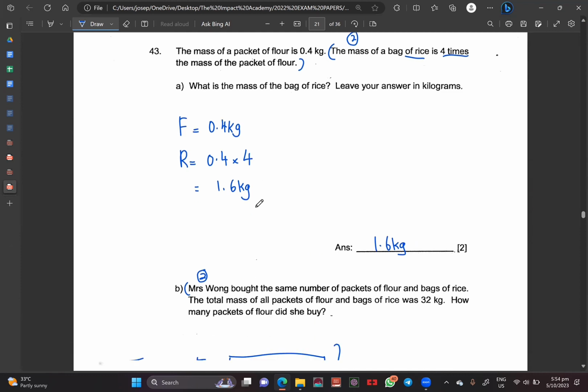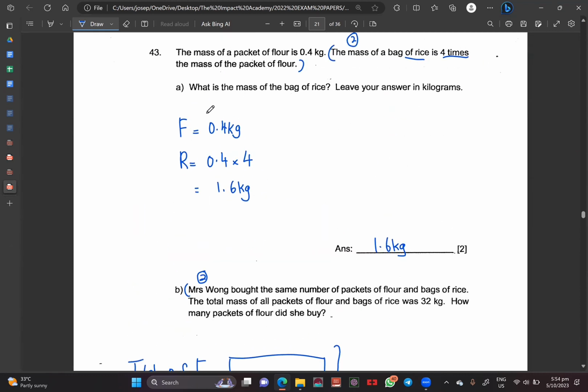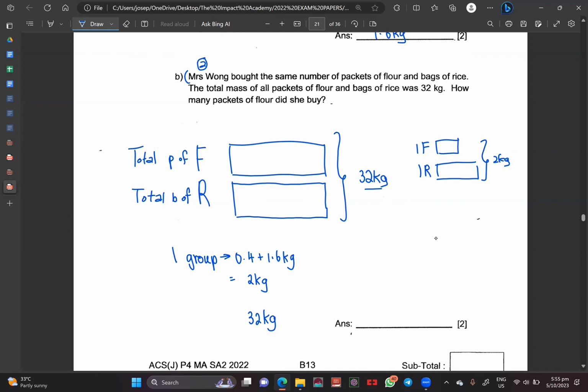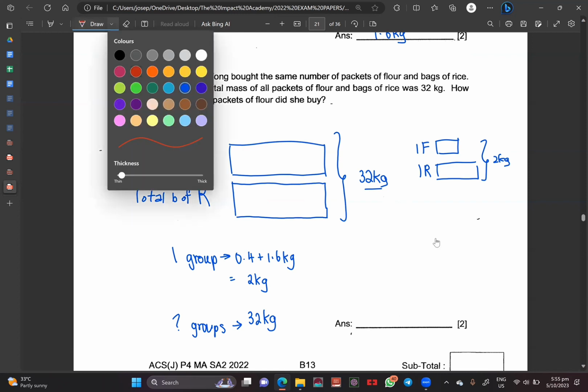One group is actually equals to 0.4 kg, which is the flour, plus the rice, 1.6 kg. Over here, this is 2 kg. And this is only how many groups? One group. Correct? So therefore, over here, you need to write down 32 kg first. You understand what I'm saying? So how many groups is actually equals to 32 kg? That's what they are trying to tell you.